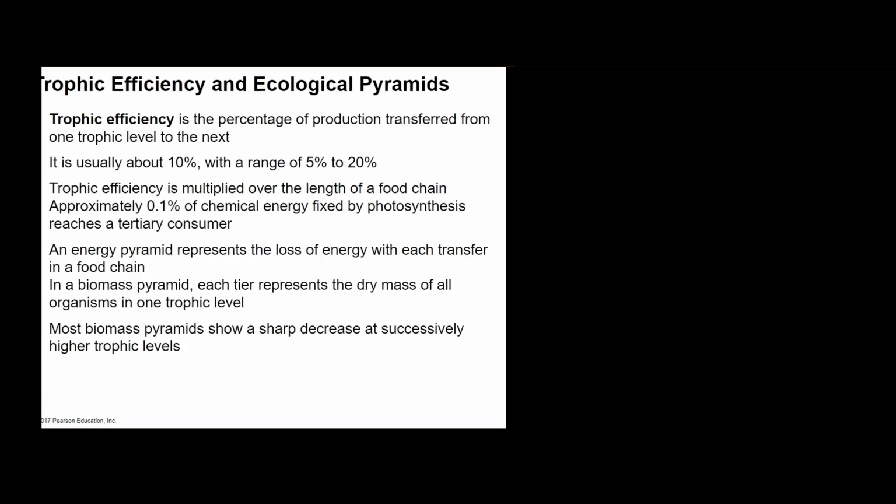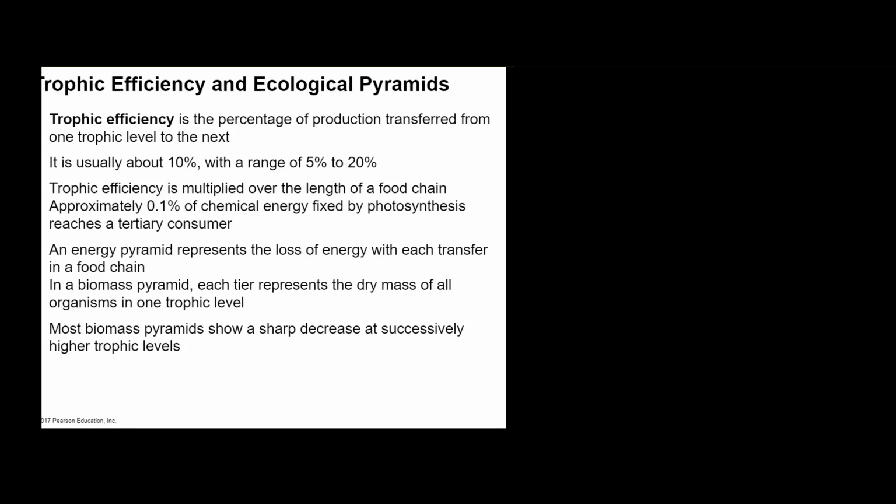So trophic efficiency is this concept that we're describing here. It's the percentage of production transferred from one trophic level to the next. And again, it's usually about 10%. It's that 10% rule. But it really is a range. As in most things in biology, we actually have a range depending on the food chain and the environment that it's taking place in. And so the range is 5 to 20%. And we look at trophic efficiency as a measurement of what's occurring over the length of a food chain.